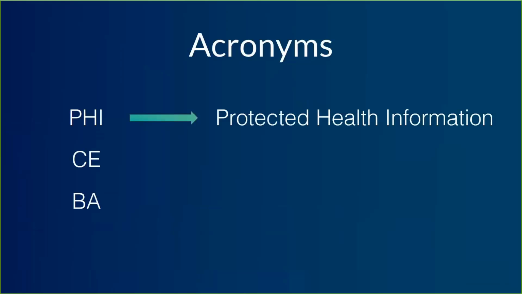Protected health information is going to include things like name and date of birth. Social security number is a big one. Address can be one. All of these different things that could lead to identifying a patient should be considered PHI.